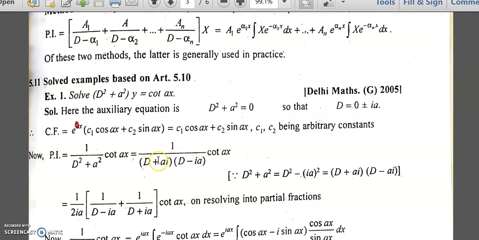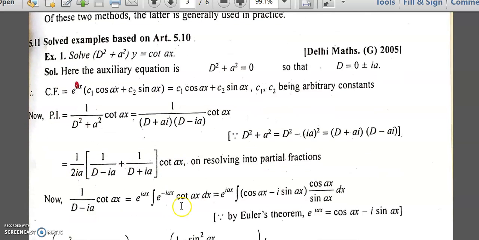That means now you do the partial fraction. So you can write it as 1 by D minus ia plus 1 by D plus ia. Okay, and 1 by twice ia comes out, operating over cot ax, right? Now 1 by D minus ia on cot ax means what? e to the power i a x, integration of e to the power minus iax cot ax dx.